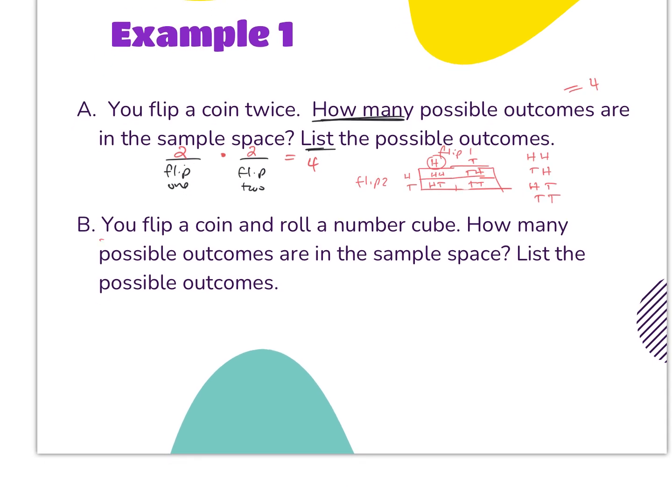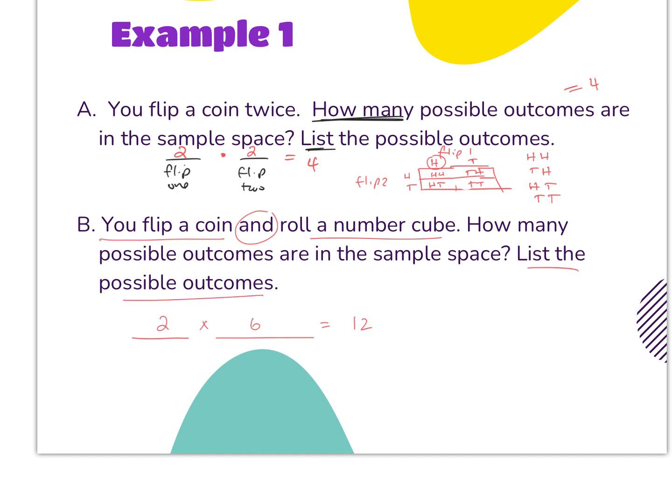So again, notice here, you flip a coin and you roll a die. A number cube and a die are the same. How many possible outcomes? Well, again, there are 2 events. There are 2 possible outcomes to flipping a coin and 6 possible outcomes to rolling a dice. So there are 12 total possible outcomes in the sample space.